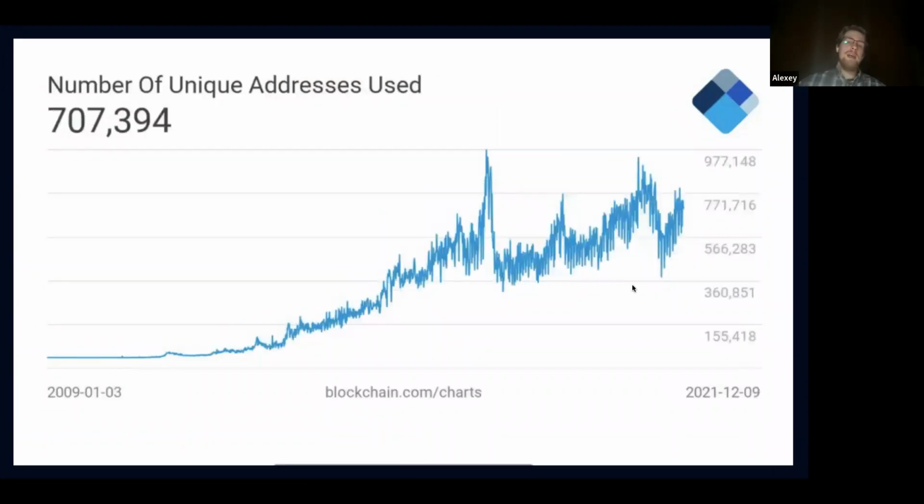Now let's look at another piece of statistics, the number of unique addresses that are used. And here, first of all, let's clarify, what does this mean? Unique addresses used. Used means that this address has at least one unspent output, simply meaning that this address has some coins.